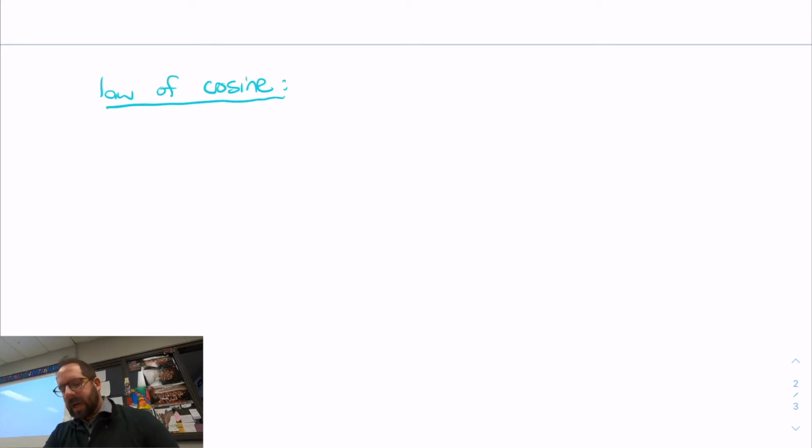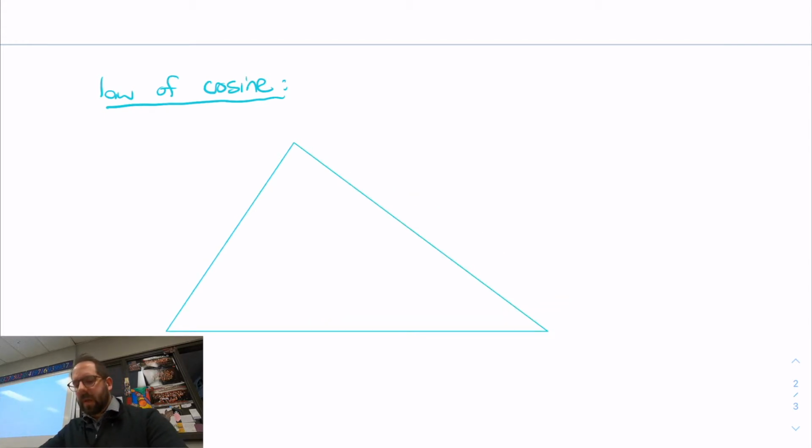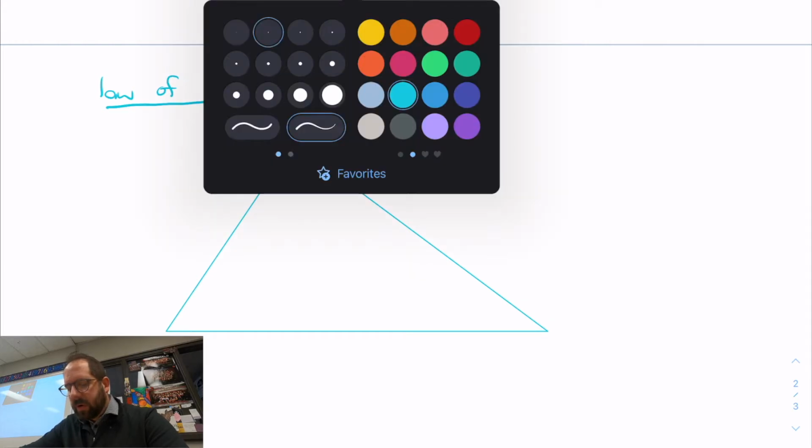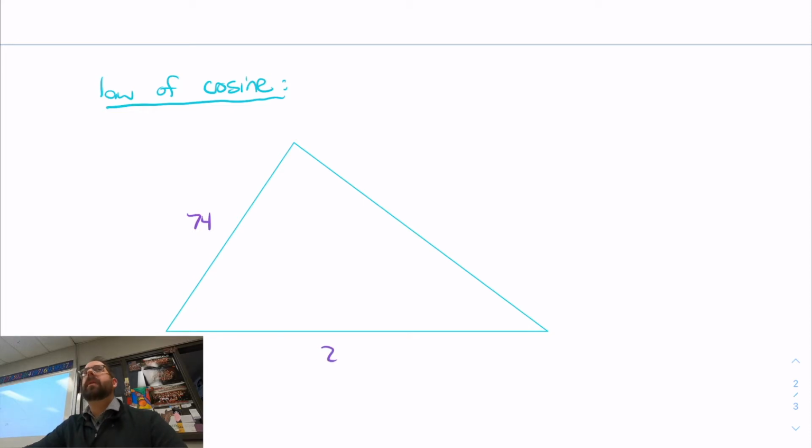For the law of cosine, you have a triangle, any type of triangle, it doesn't have to be a right triangle, and you have two walls that are provided to you. So let's come up with two different numbers. 74 and 29. And I have an angle between them. Say this angle is 20 degrees. And I want to find this wall, the wall that is across from 20. This is the perfect thing the law of cosine is used for.